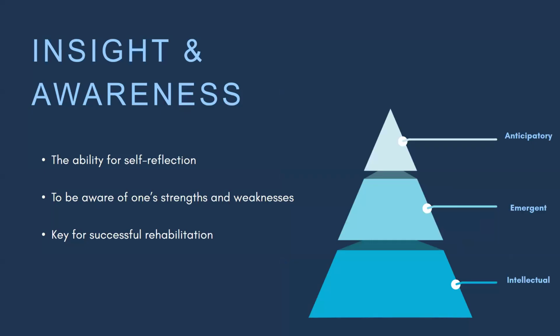And the goal is to achieve anticipatory awareness, and that is where one has awareness of themselves, and they may think, "I know I have a memory deficit, and so I'm going to write a grocery list, and I'm going to bring that grocery list with me to the store to be able to achieve the goal of getting my groceries."